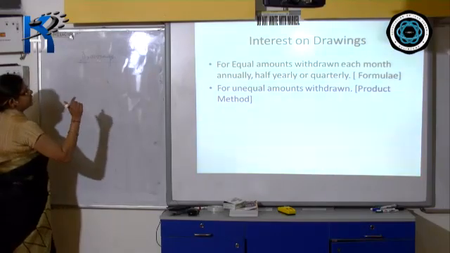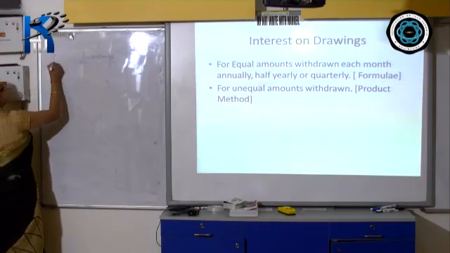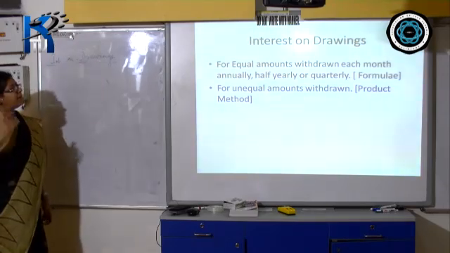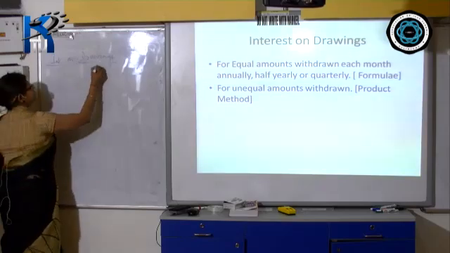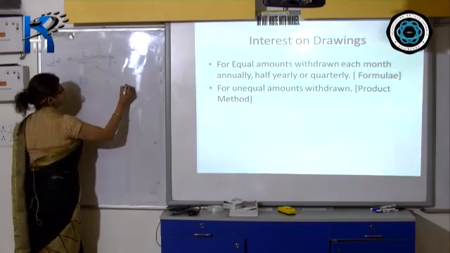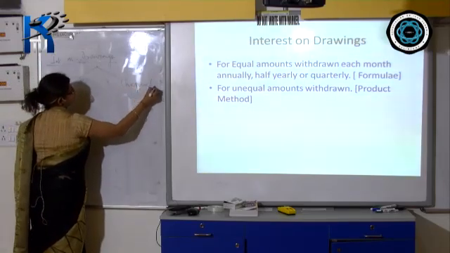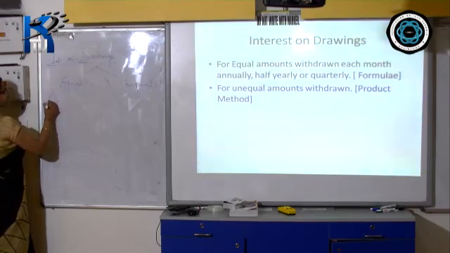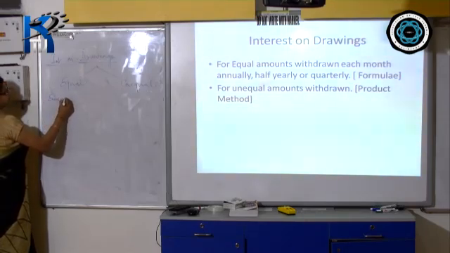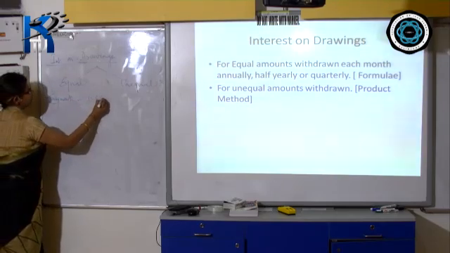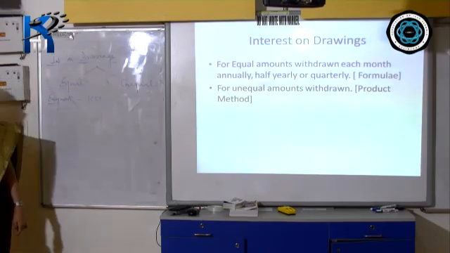So, there are two methods of calculating interest on drawings. Now, the partners draw equal amounts and the partners withdraw unequal amounts. When the partners draw equal amounts, what do we mean by that? It means that every month, supposing each partner withdraws 1,000 rupees at the beginning of every month.